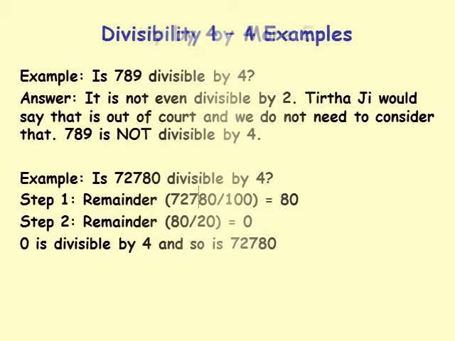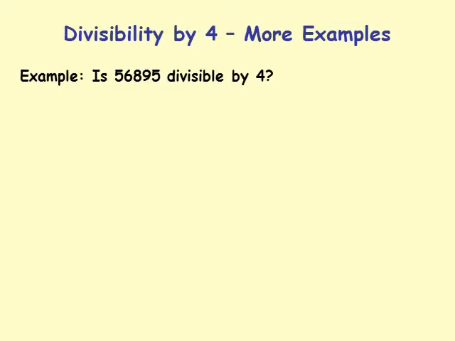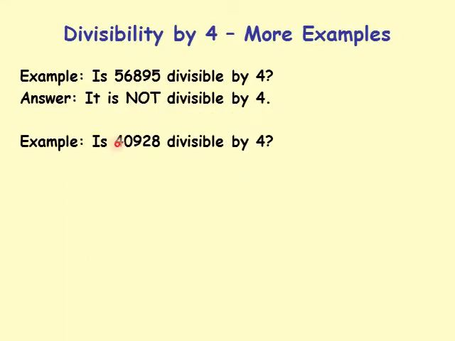Let's continue. Example, is 56895 divisible by 4? Okay. 56895 is not even divisible by 2, so it's not divisible by 4. Okay. Is 40928 divisible by 4?